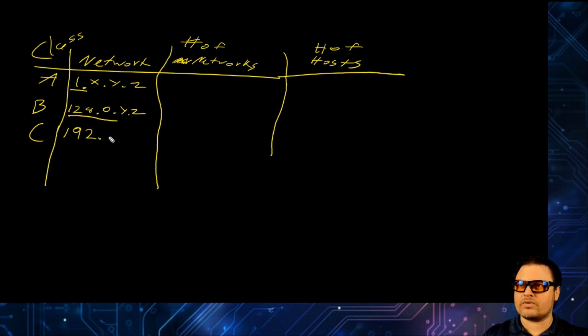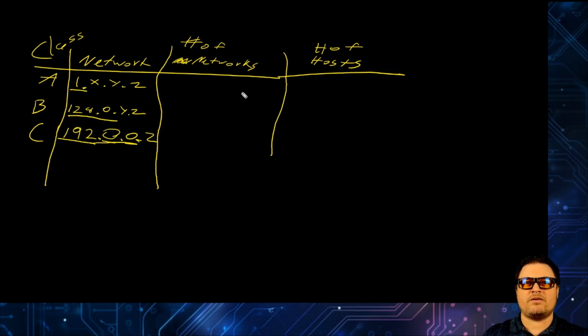192.0.0.Z. So now you're using your first 3 octets for your network. So your class A uses only your first octet. Class B uses your first 2 octets. Class C uses your first 3 octets for the network. Think network.